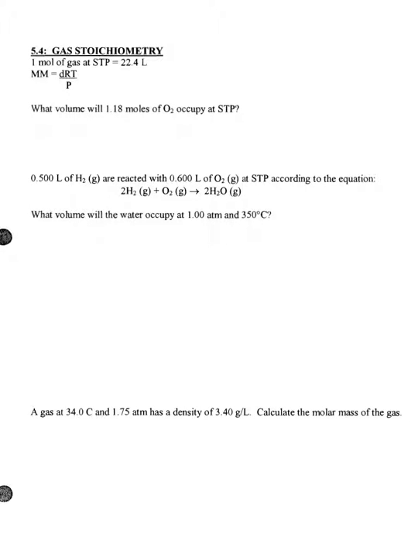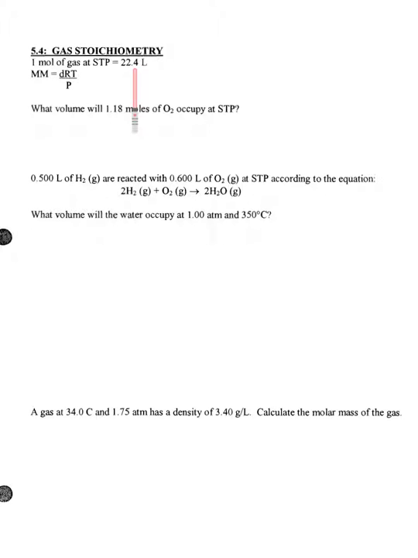Hi everyone, so we are going to go over sections 5.4 and 5.5 today. 5.4 is on gas stoichiometry. So as you can see here is your STP equation for a gas. This is for any gas at STP, standard temperature and pressure. 1 mole of gas will occupy 22.4 liters.